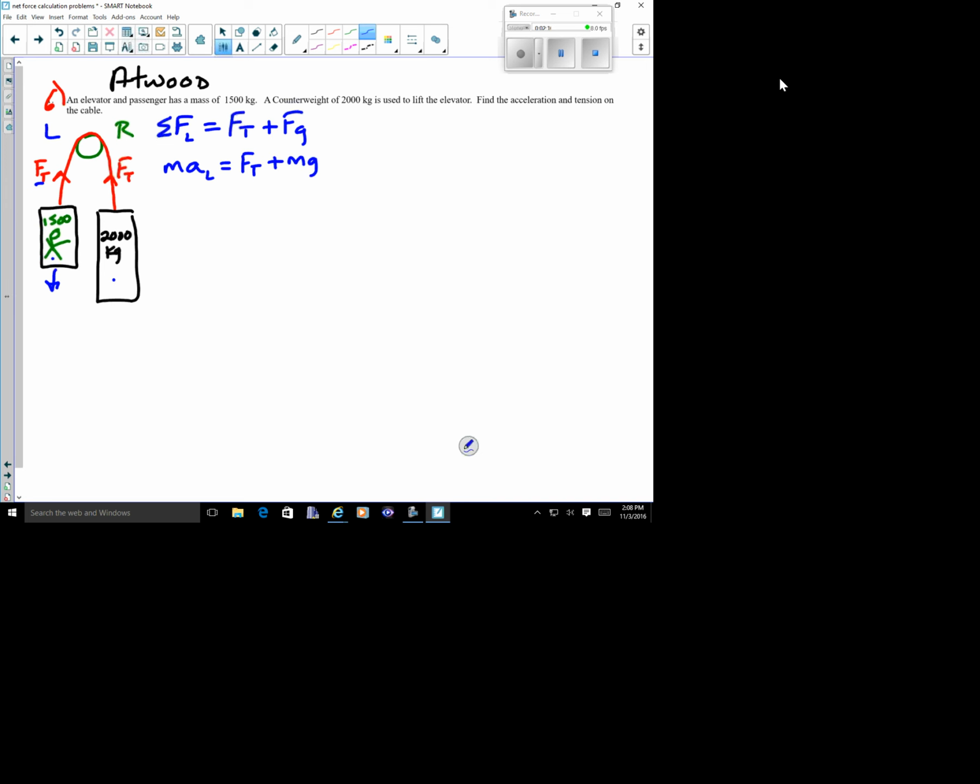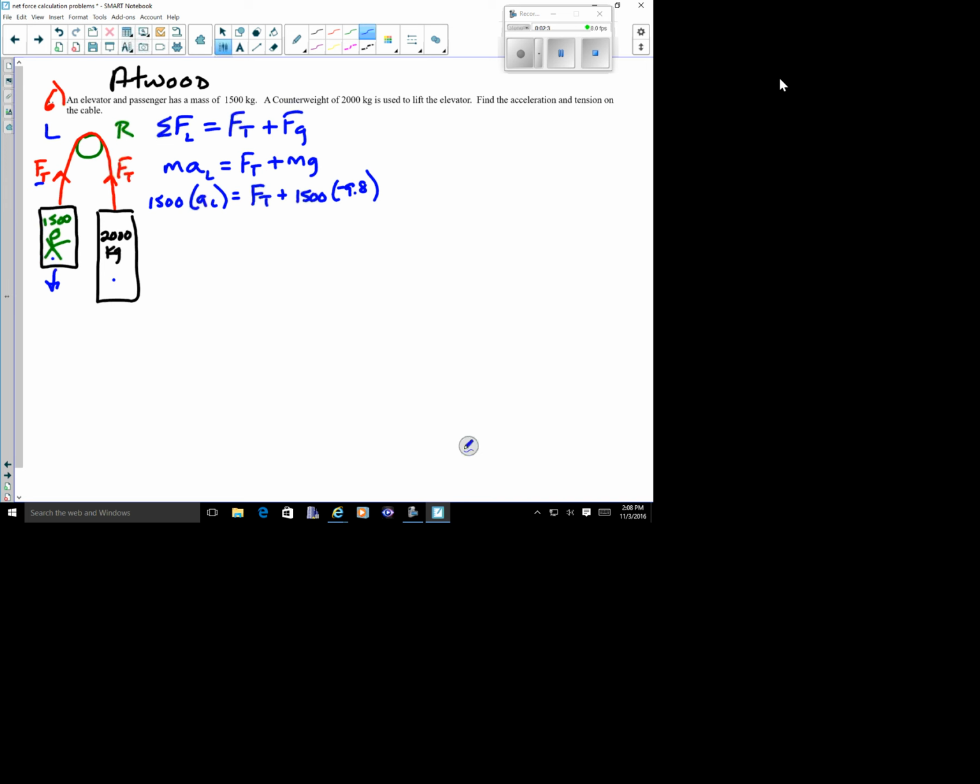Let's go ahead and plug in some numbers here. On the left-hand side, the mass is 1,500. I don't know what the acceleration is. In fact, that's what it's asking me to find. The tension, I don't know what that is either, so I'm going to put Ft over here. The mass on the left-hand side is 1,500, and gravity is negative 9.8. So I'll put that in there.